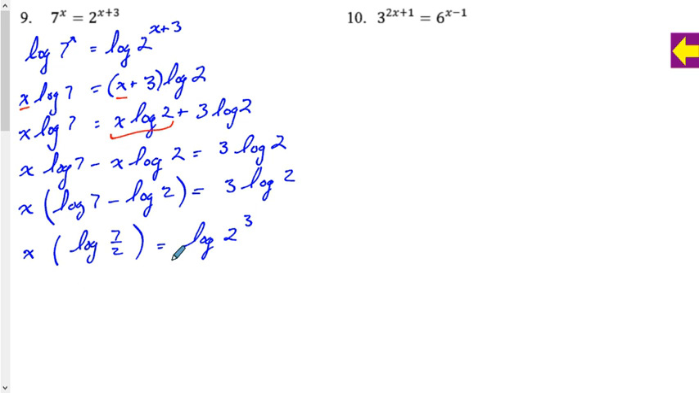Now when I divide that bracket on both sides, I'll have the log of 2 cubed, which is the log of 8 in the numerator, and the log of 7 halves, or the log of 3.5 in the denominator. So this would be an exact value solution for this question. And if I plugged it into my calculator, I would get approximately 1.66.